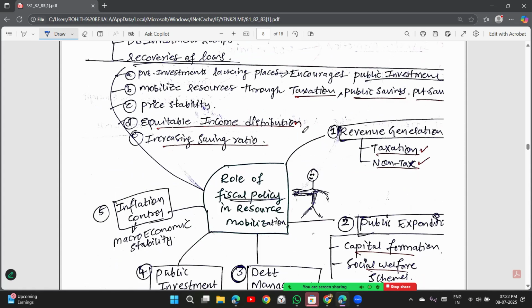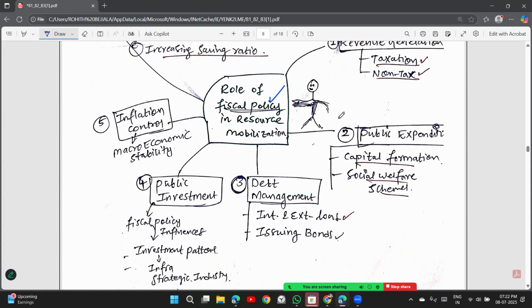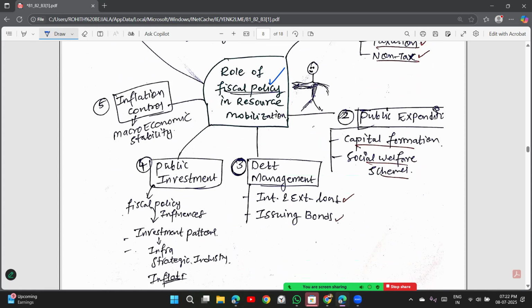There is also monetary policy, which we will be reading from the perspective of the economy. So, what is the need of fiscal policy in resource mobilization? It is the fiscal policy of the government. It will generate revenue, and also that will aid in capital formation. It will aid in public expenditure, so we can manage the debt of the government by issuing internal and external loans, issuing bonds by RBI, etc., and also public investments.